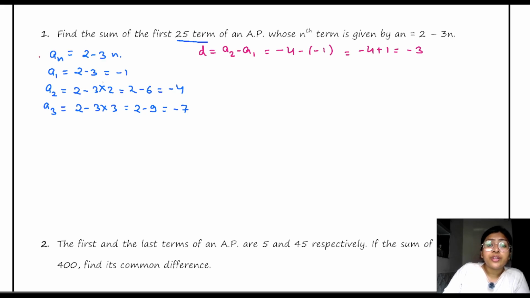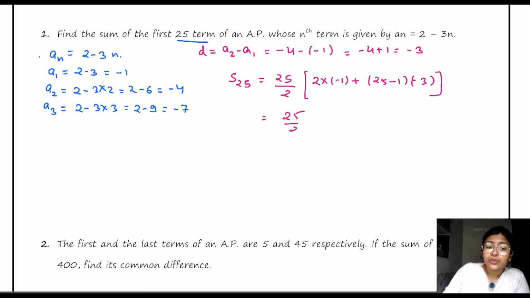Okay, now what we need to find out? Yes, S25, the sum of 25 terms. So S25 will be n by 2, that is 25 by 2 bracket 2 into a, that is minus 1, plus n minus 1, that is 25 minus 1 into d, bracket close. Okay, 25 upon 2 bracket.